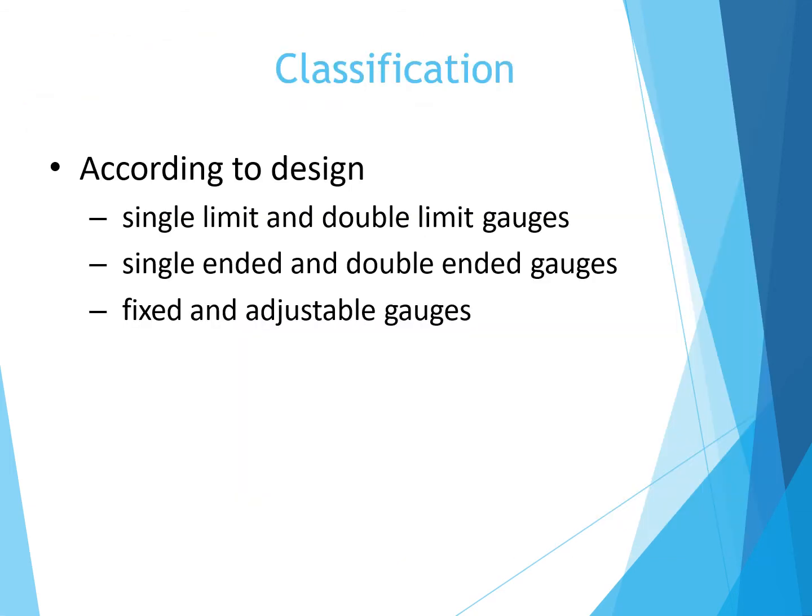Depending on the design, they are single limit and double limit gauges, single end and double end gauges, then fixed and adjustable gauges. So these are according to the design. Now let us see one by one the different types of gauges.